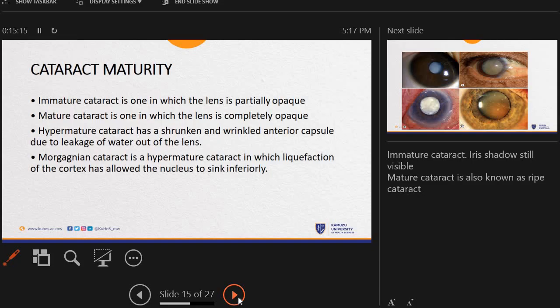And then you also have the Morgagnian cataract. I think we talked about it in the pediatric cataract handout, where it's still a hypermature cataract, but then there's liquefaction of the cortex, and the nucleus sinks inferiorly.